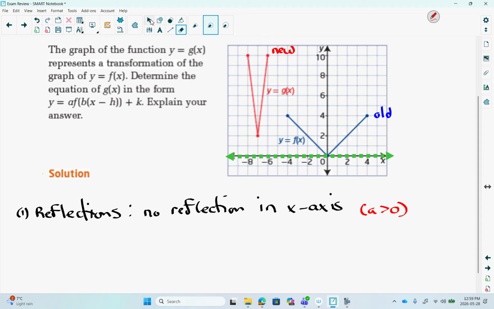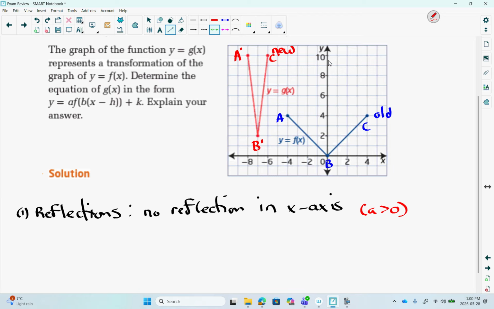And I'll even go one step further here. I'm going to label some points on the original curve. I'll call this point A, this point B, and this point C. I'll go A prime, B prime, and C prime. These are the image points. So this point, -4, 4, became this point, -8, 10. This point, 0, 0, became this point, -7, 2. And C became C prime.